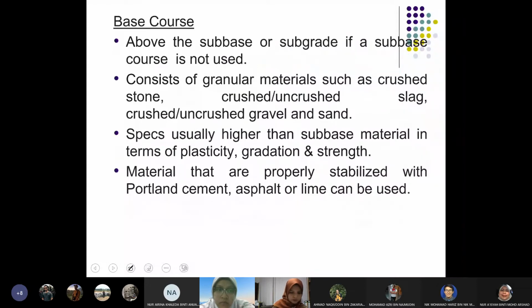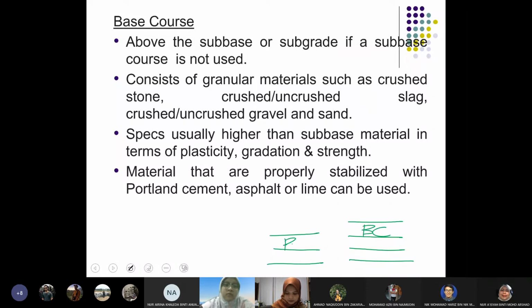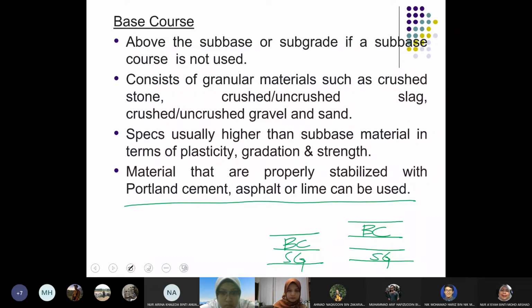Okay. The base course is above the subbase, or above the subgrade if the subbase course is not used. Okay, subgrade, subbase, or base course. This is the base course. Some do not use a subbase layer, so it goes straight from the subgrade to the base course on top, because the subbase, as we said, is optional. It consists of granular material such as crushed stone, crushed slag, crushed gravel and sand. Specifications are usually higher than the subbase. Okay. Materials are properly stabilized with Portland cement. See? They say stabilize.